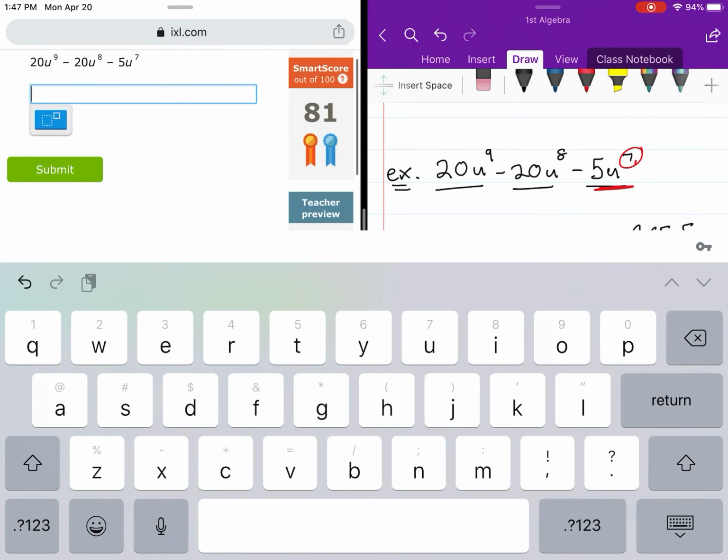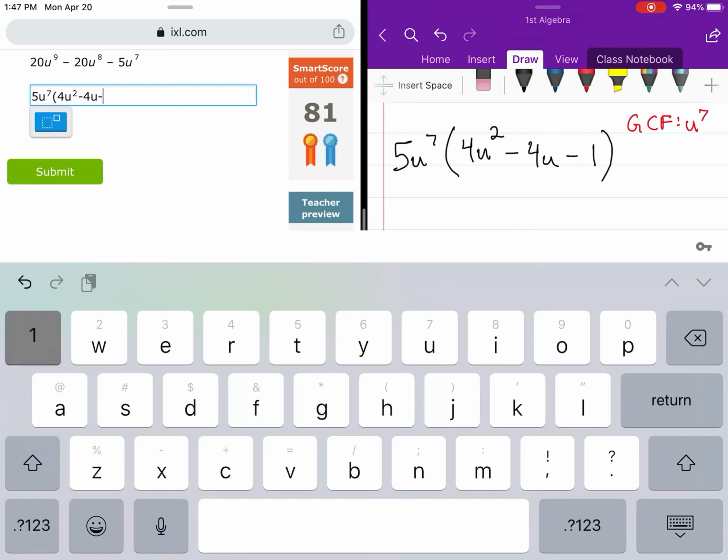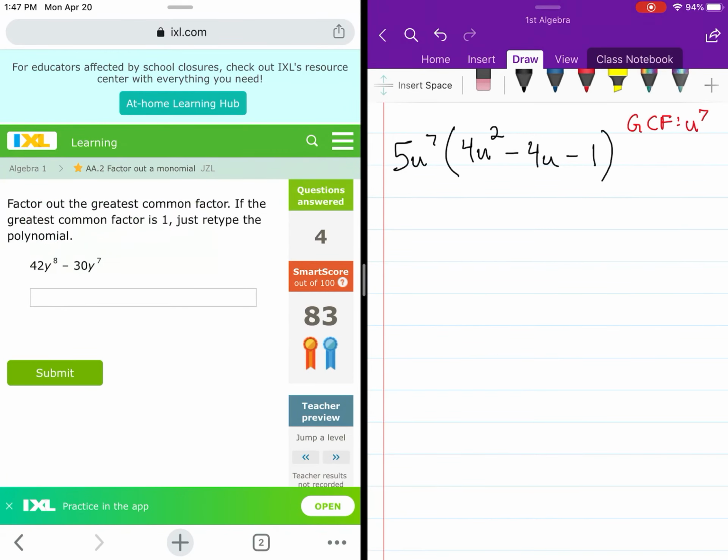So I have 5u exponent 7, parentheses 4u exponent 2 minus 4u minus 1 close parentheses. Okay, so that's going to be my answer for that one.